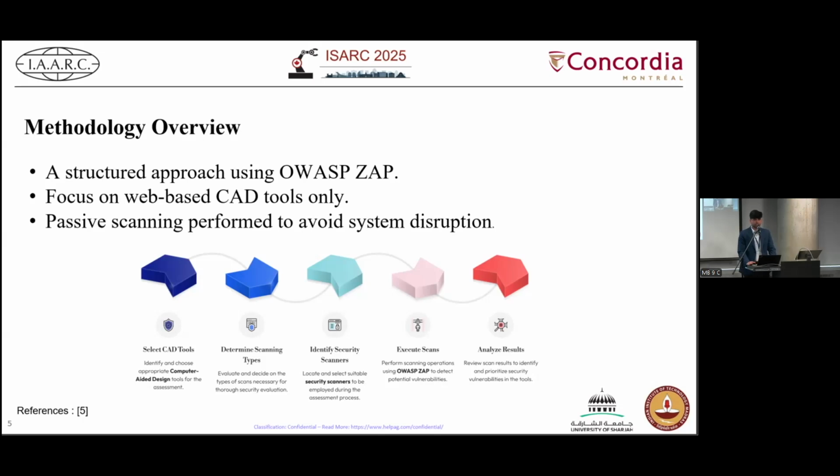To avoid any potential disruption to the live system, all scans that were performed of those 5 CAD tools were conducted in passive mode, which pretty much means that the scanner observes without actually injecting or disrupting any real-life operation itself. We then identified key URLs of each CAD tool, comprehensively covering the attack surface.